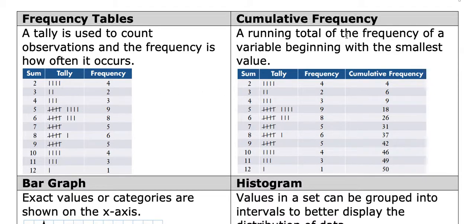Cumulative frequency, a running total of the frequency of a variable beginning with the smallest value. So these first 3 columns are identical to our previous example. The cumulative frequency, however, is an ongoing running total. So first off we have 4, then for the next unit we have 2, so all together we have 6. Then the next one we have 3, so 3 plus 6 is 9. And then 9 plus 9 is 18, a running total. I think of it like a shopping cart, and I keep adding things into it, getting a cumulative total.